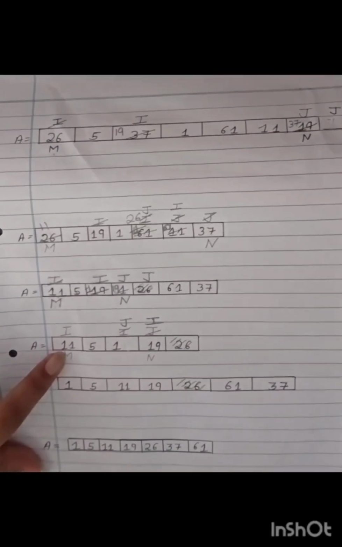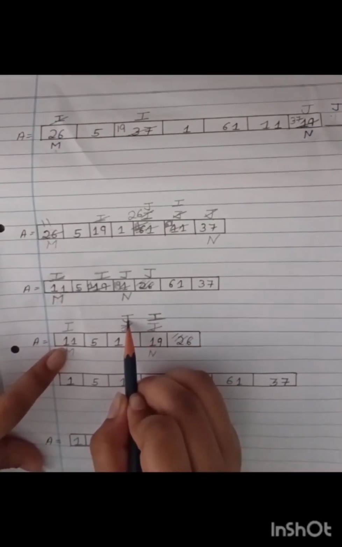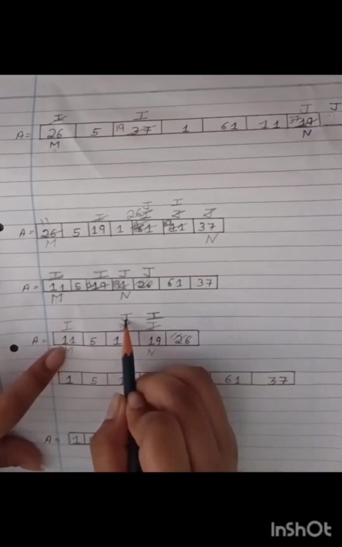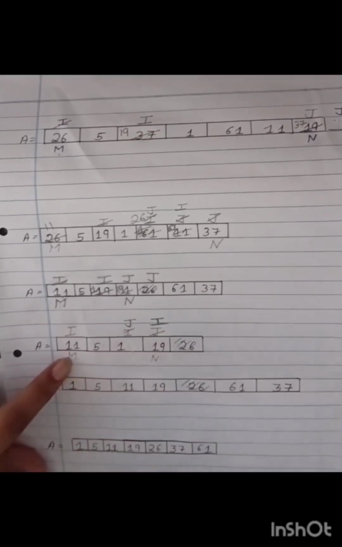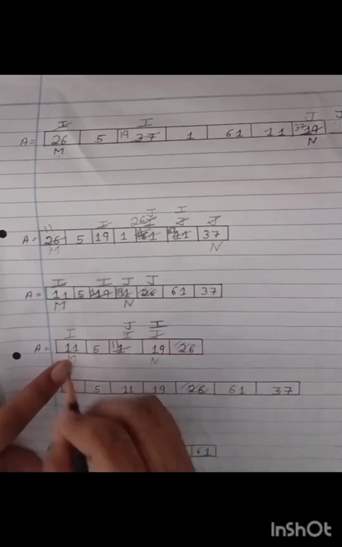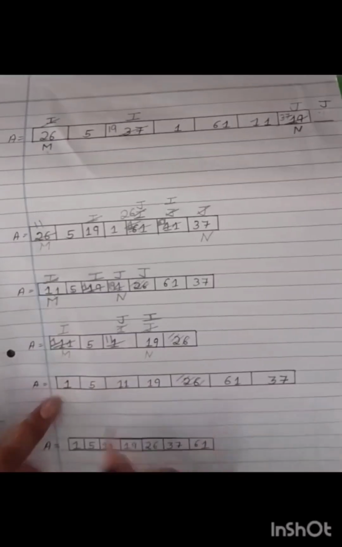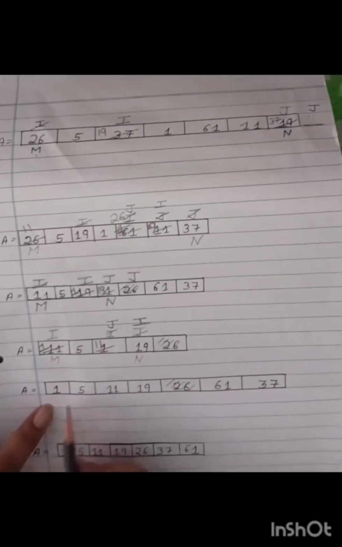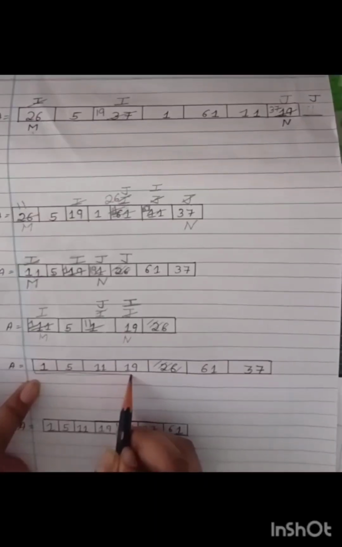In terms of position, i is greater than j. So when the value of j is greater, at that time we have to swap j and m. So in place of 1 we have to write 11, and in place of 11 we have to write 1. So here is our array. Here we solved our first sub part of this array.